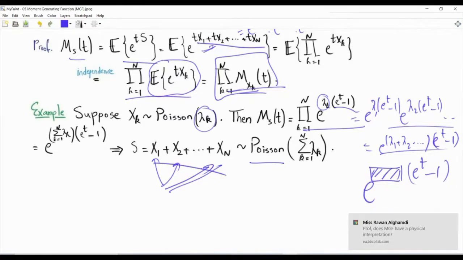Yeah, we'll talk about how it's even called the moment generating function. Okay, we will see it on the next slide.